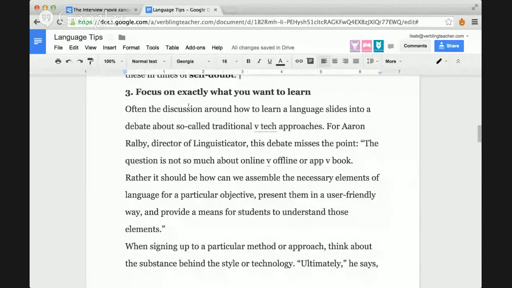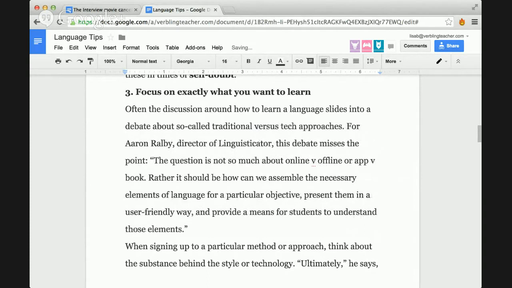Number 3, focus on exactly what you want to learn. Often the discussion around how to learn a language slides into a debate about so-called traditional versus, so this V here is for versus, I'll write it, traditional versus tech or technological approaches. For Aaron Ralby, director of Linguisticator, this debate misses the point. The question is not so much about online versus offline or app, like application, versus book.